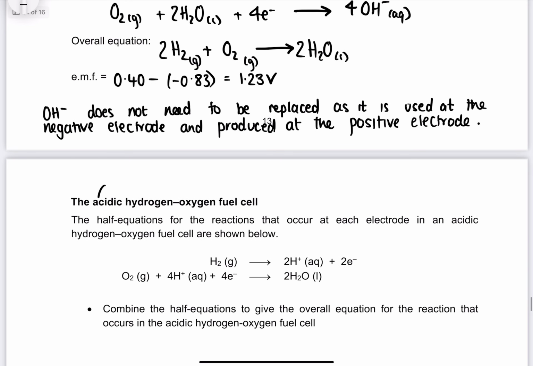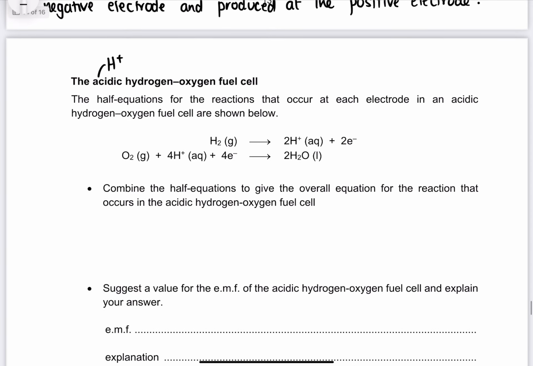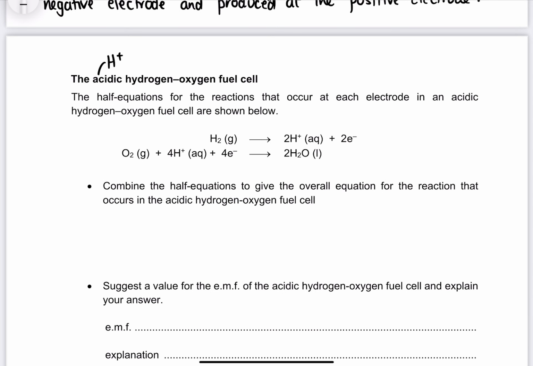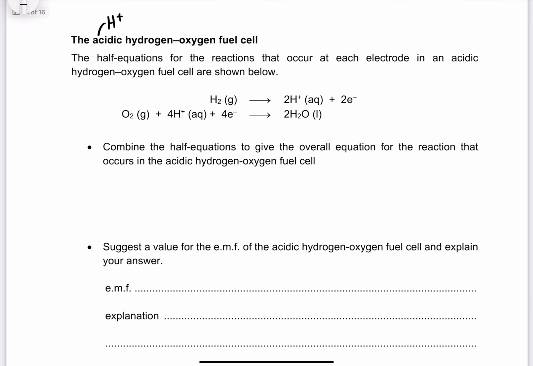What if we were to change the conditions? So instead of doing it in alkali, we do it in acid. The half equations for the reaction have now changed. But if we combine these two half equations, we'd have to times the top one by 2. We would see that we would end up with 2H2 gas plus O2 gas. The 4H pluses would cancel, because remember we're doubling the top one. And we make 2 waters. The 4 electrons would cancel.